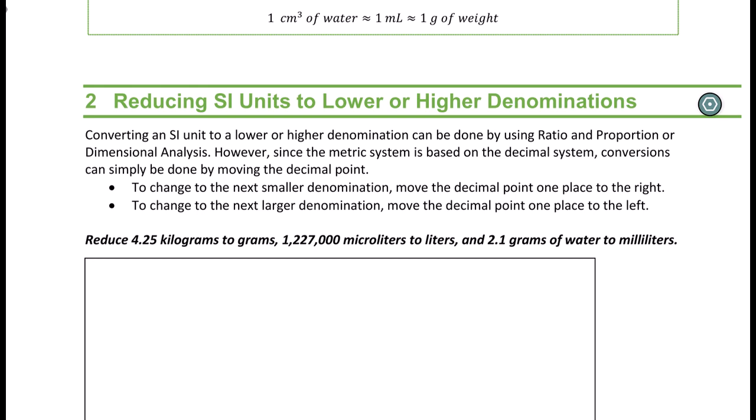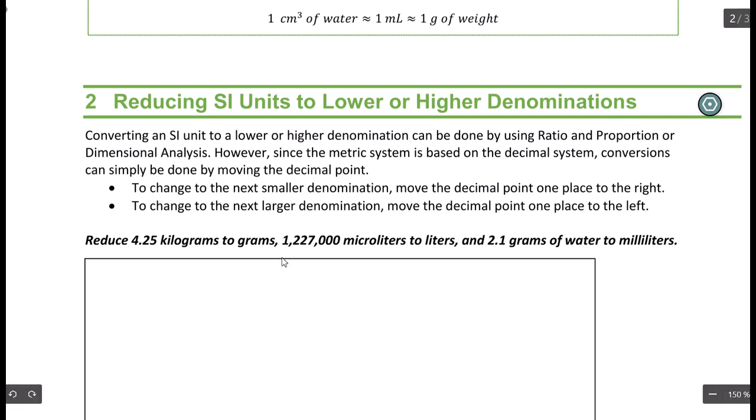As I made mention before, there's sometimes where you're moving the SI units from the same base unit but higher or lower denominations. All right. And it can be done in a few different ways. And I'll show you the few different ways. One of them is that you can do it by using ratio and proportions. You can do it by dimensional analysis over here. You can also do it just by simply moving the decimal point left to right. So I'll show you what I mean by those.